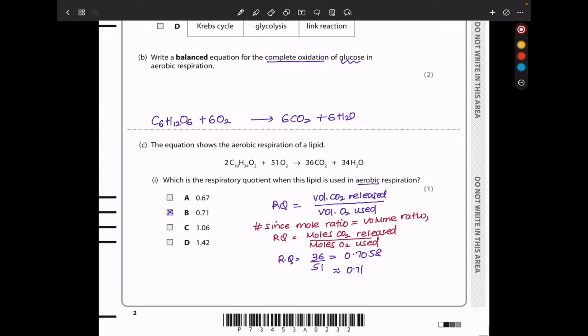They say which is the respiratory quotient when the lipid is used in aerobic respiration. Respiratory quotient is the volume of carbon dioxide released divided by the volume of oxygen used. Since here we have only 2 gases, the volume ratio is proportional to the mole ratio. So RQ equals the moles of CO2 released divided by the moles of oxygen used, which is 36 divided by 51, giving us 0.71, and therefore B is the answer.